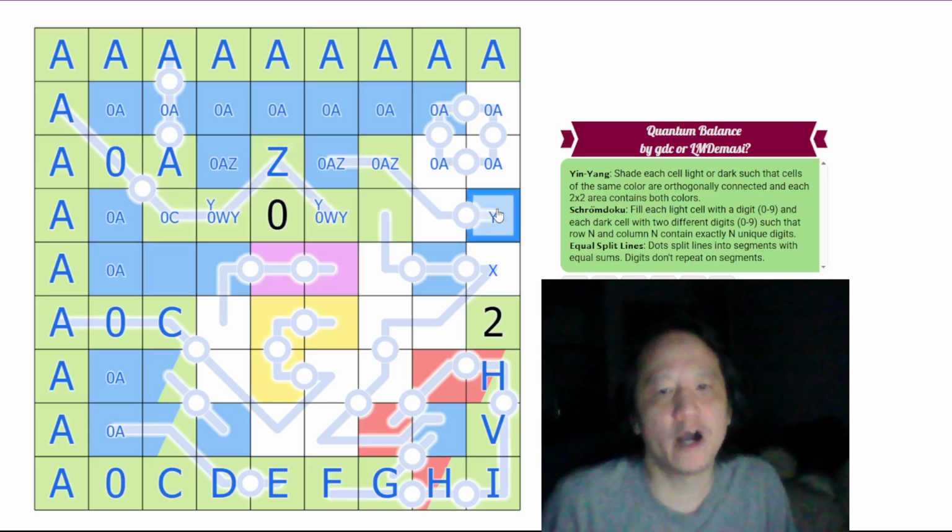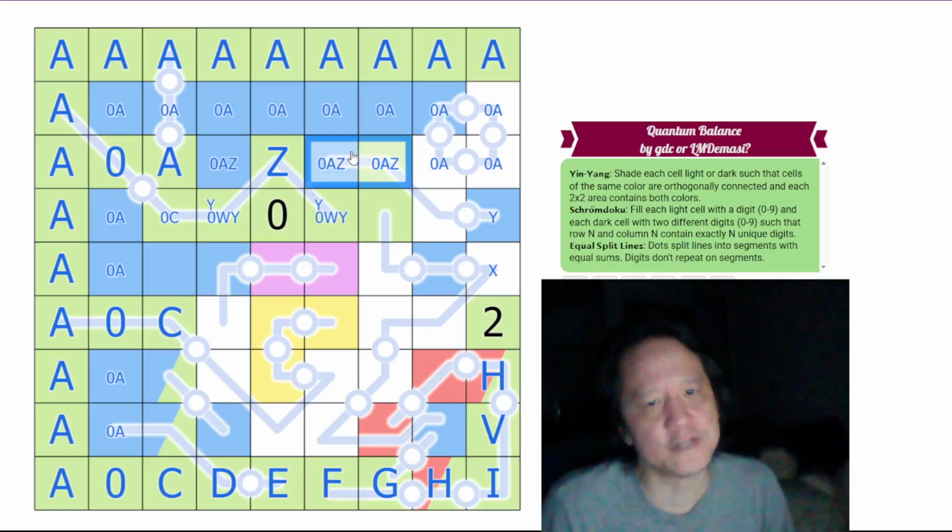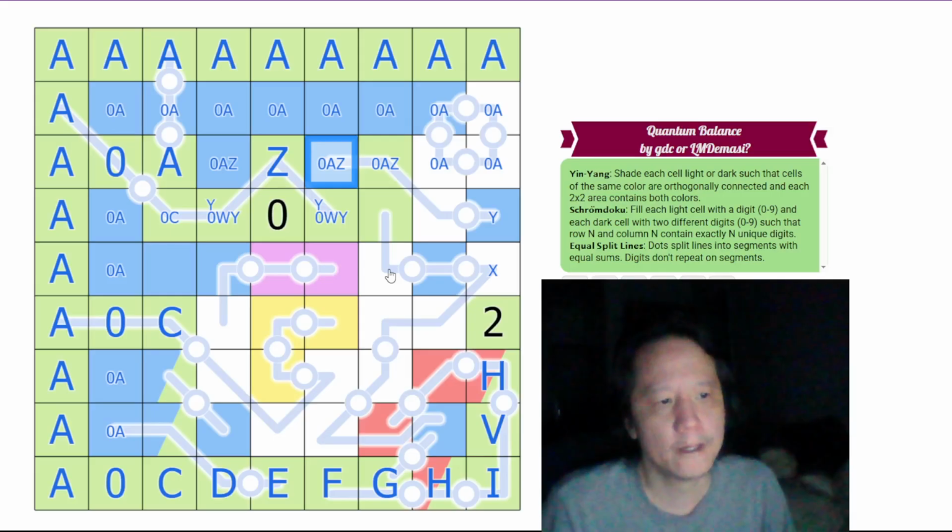So that means Y is at most 6. So the thing is, this difference is guaranteed to be 0, A and Z here, because this is blue. And remember, you can't have repeats on segments. So the thing is, A is equal to Y and Z and W. So Z and W could be 1 and 2.